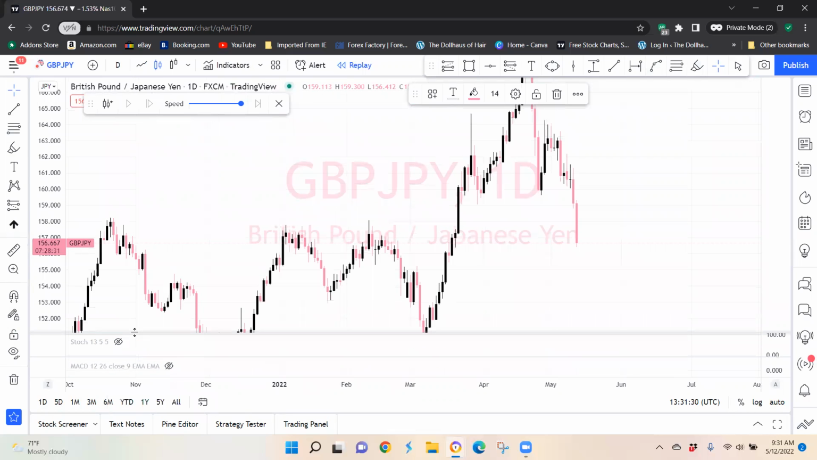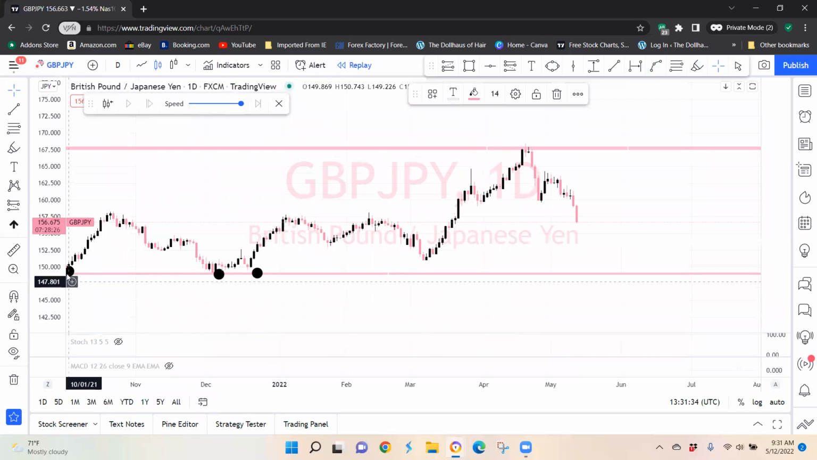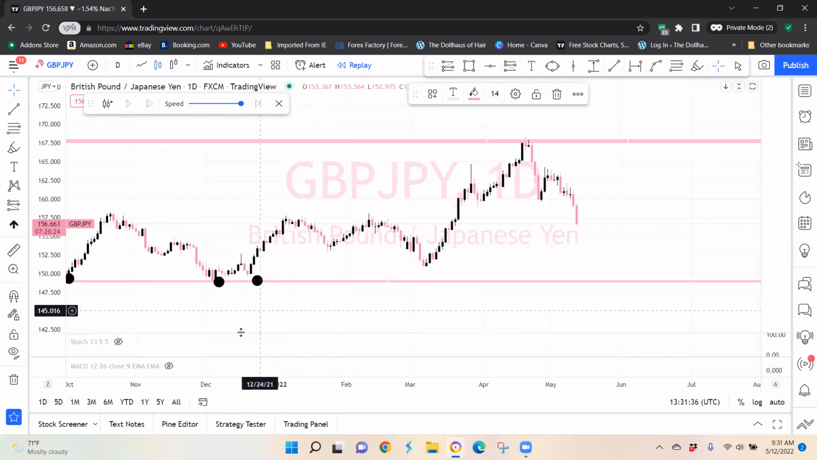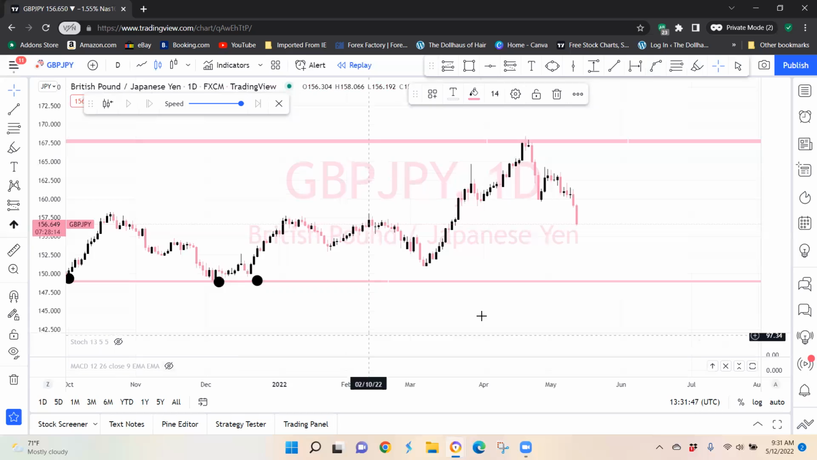Drop a comment below if you want me to cover these indicators, y'all, because I'm mainly a price action trader. So that's why I have these hidden right now. But if you would like me to go over stochastic and MACD, leave a comment and I will make a video covering that.